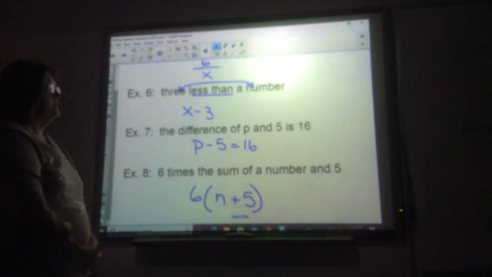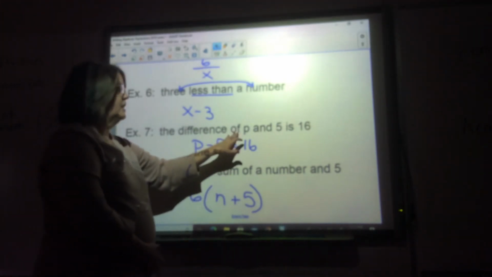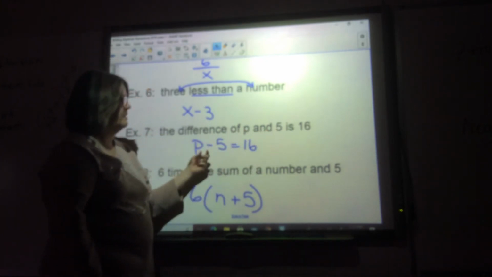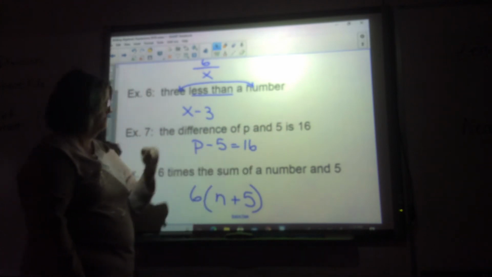The difference. Difference means subtract. What am I subtracting? I am subtracting, again, there's that word of, p and 5. So p minus 5, the word is means equals 16.